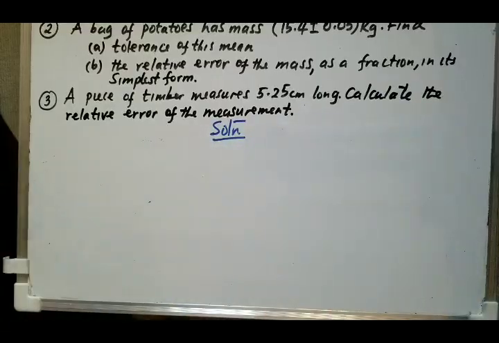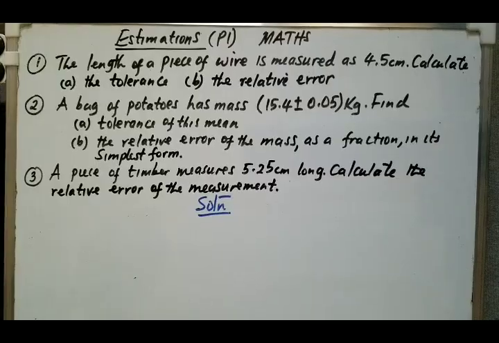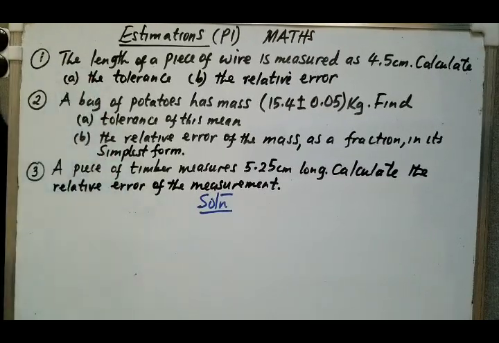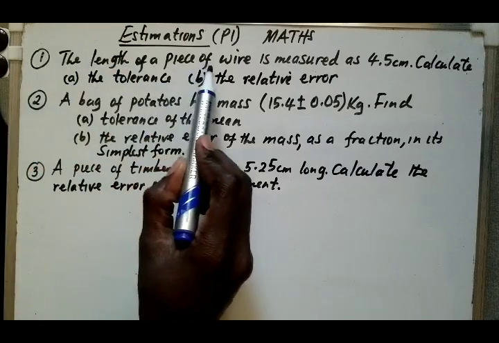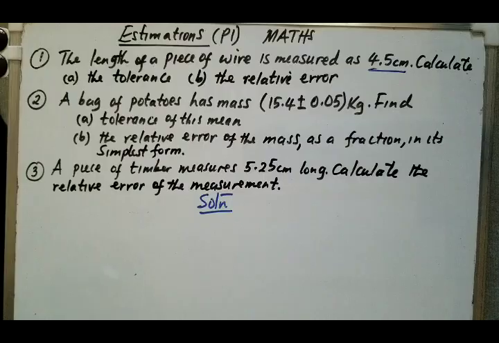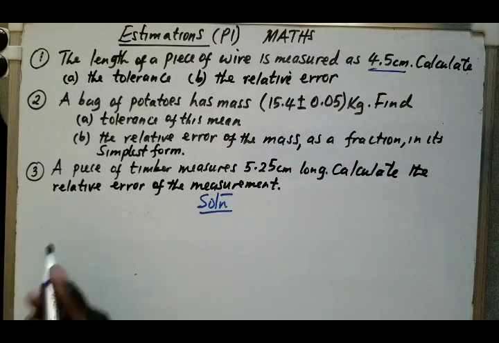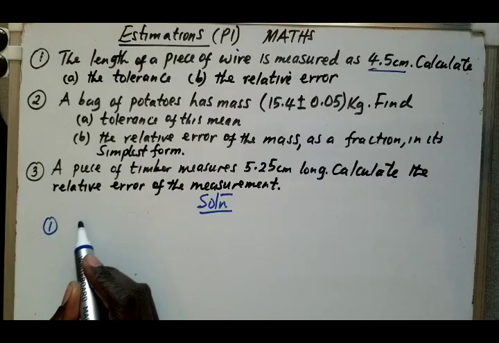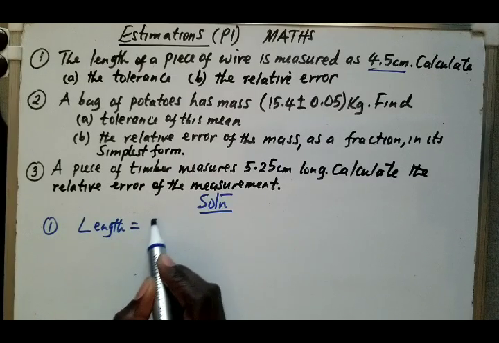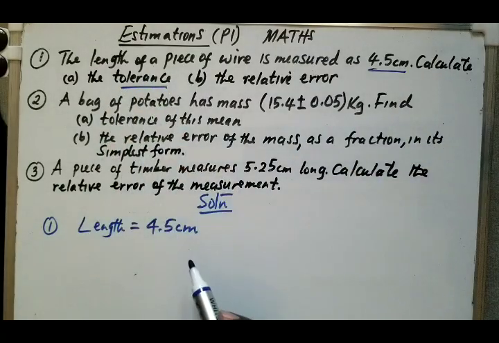Now, let's come back to these examination questions so that we show you how you need to go about answering them. According to the question, the first one says the length of a piece of wire is measured as 4.5 centimeters. Then it says calculate A, the tolerance. So the length was actually measured as 4.5 centimeters, and the question says we find the tolerance.